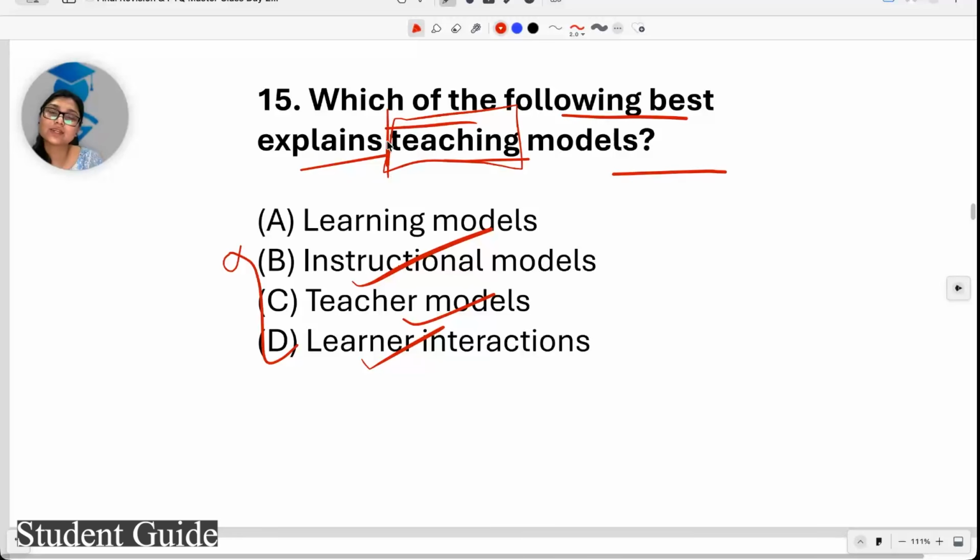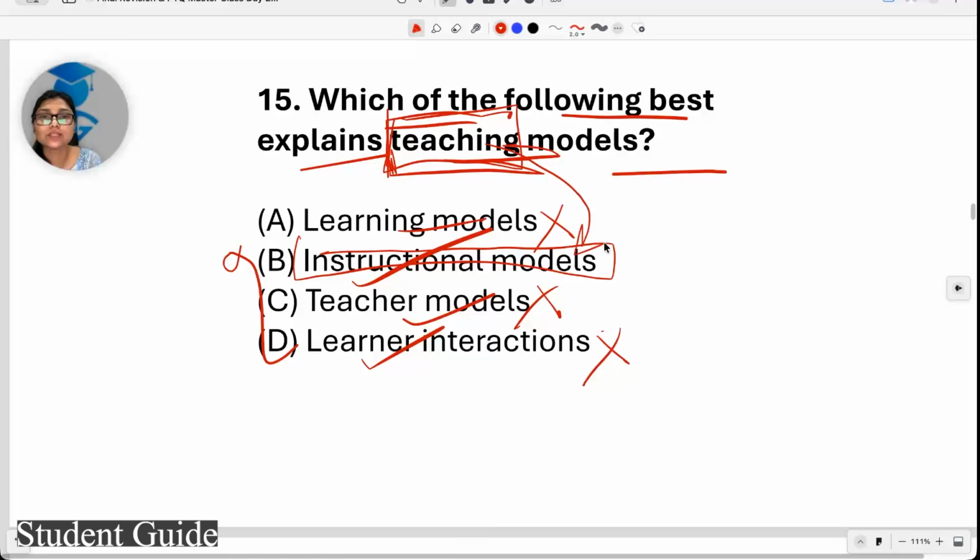Whenever it says teaching model, teacher model cannot be the answer. Learner instructions is something different. Learning model may confuse you, but this is also different and is not the correct answer. For this type of teaching model, it should be instructional models. Teaching model, you need to know, is instructional. We have discussed this in our daily discussion classes, so I hope you all remember this. Teaching models are best represented by instructional models.